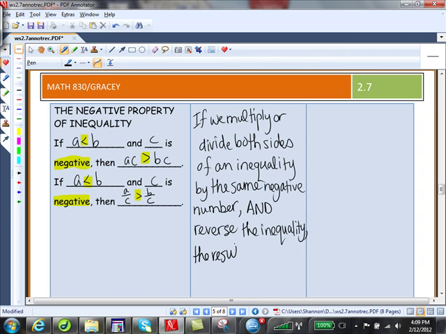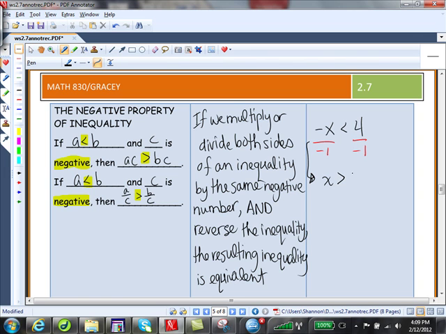The resulting inequality is equivalent. Okay, so let's say we have negative x is less than 4. What they're telling you, the rule is, if I divide both sides by -1, I'll get an equivalent inequality if I reverse the symbol.